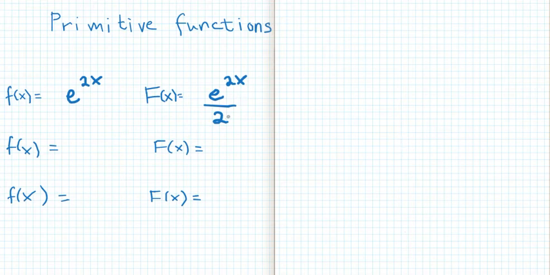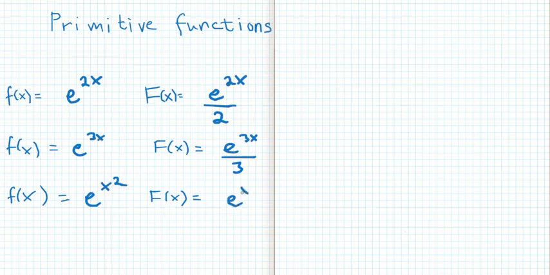So e^(3x) would be always the same thing, e^(3x). The primitive of e^(3x) would be e^(3x) divided by 3. The primitive of e^(x squared) would be the same thing, e^(x squared), divided by 2x, because 2x is the inner derivative of this.